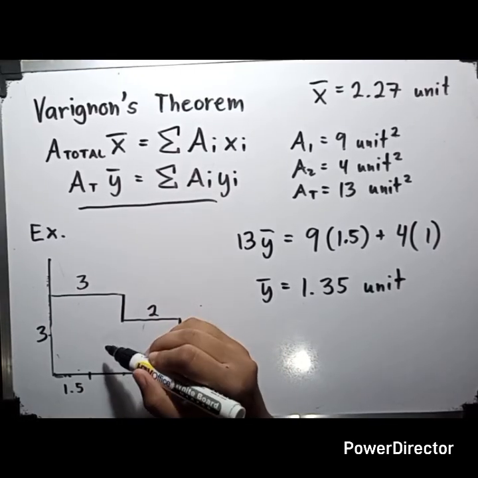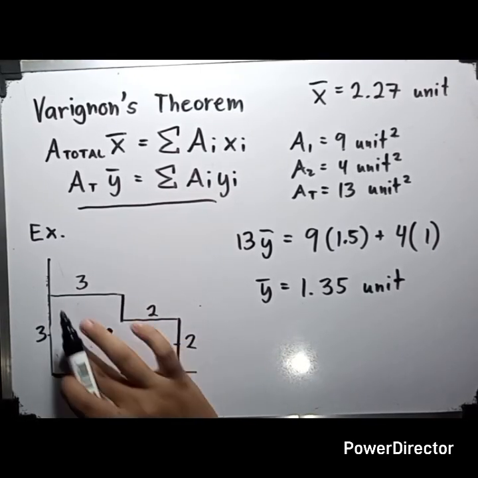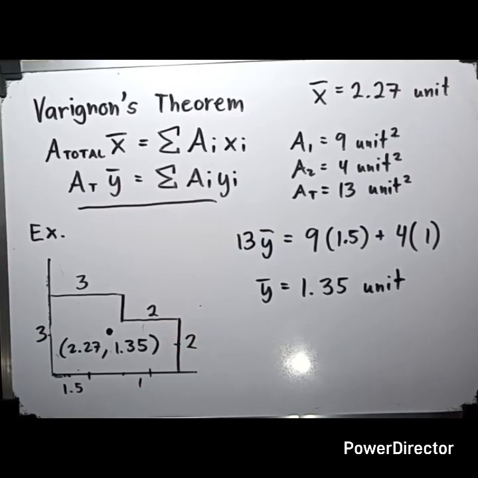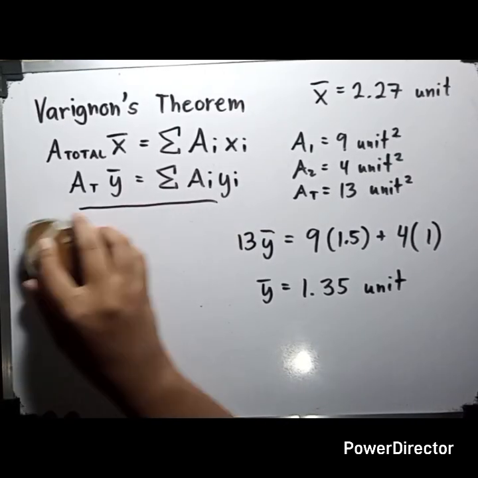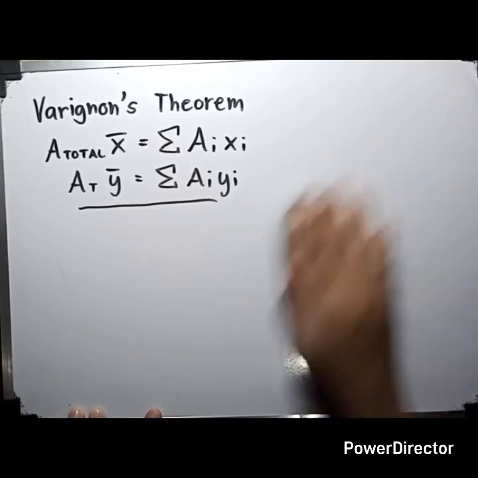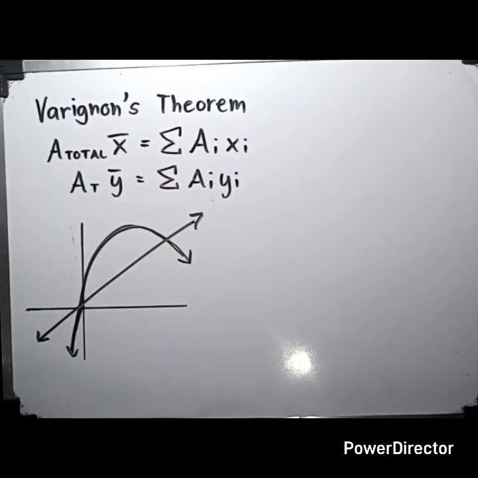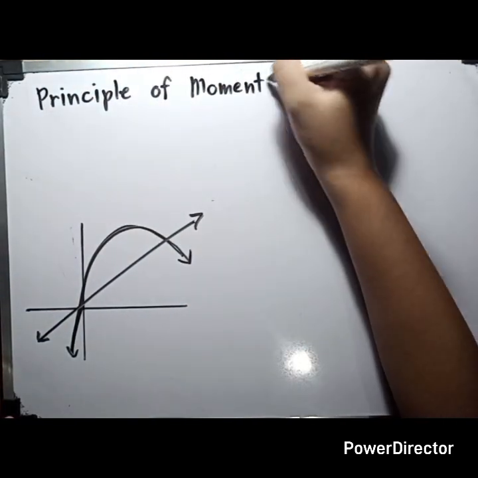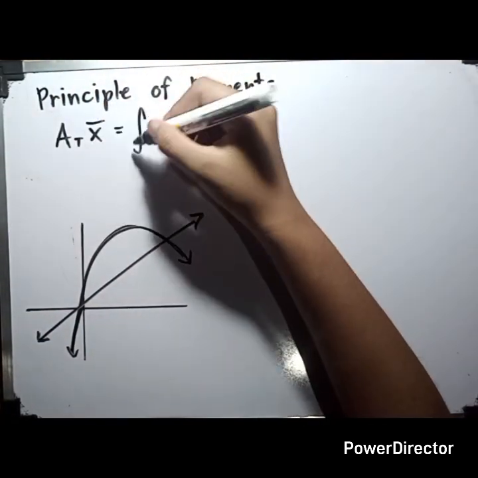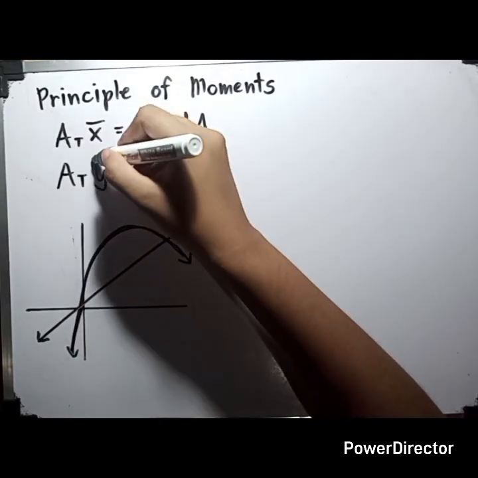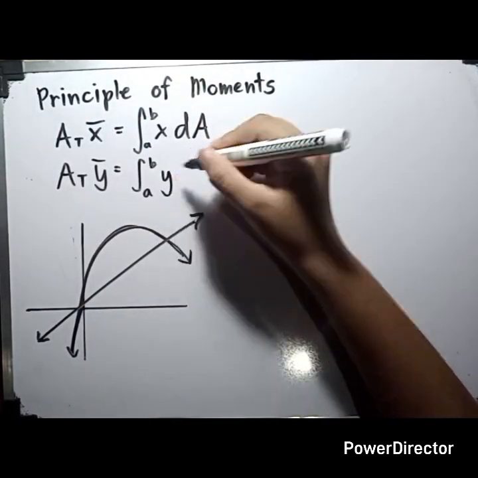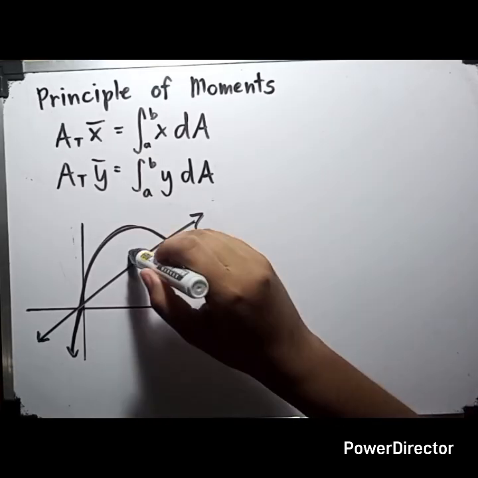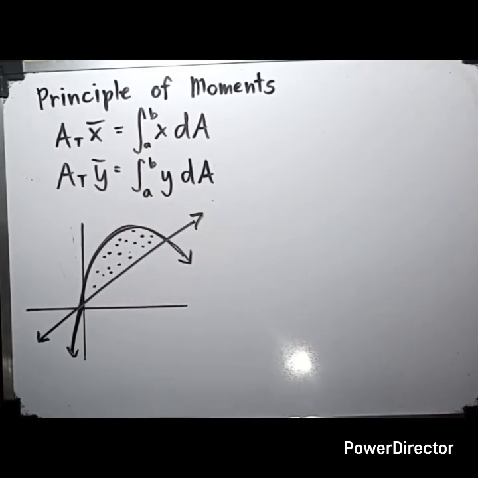Then the centroid of this whole area is located at point 2.27 and 1.35. But how about finding the centroid of an area bounded by curves? Then we use integration using Varignon's theorem. This integration is what we call the principle of moments, also called the first moment of the area, where we get a sample of a very small element of an area bounded by these curves or lines.